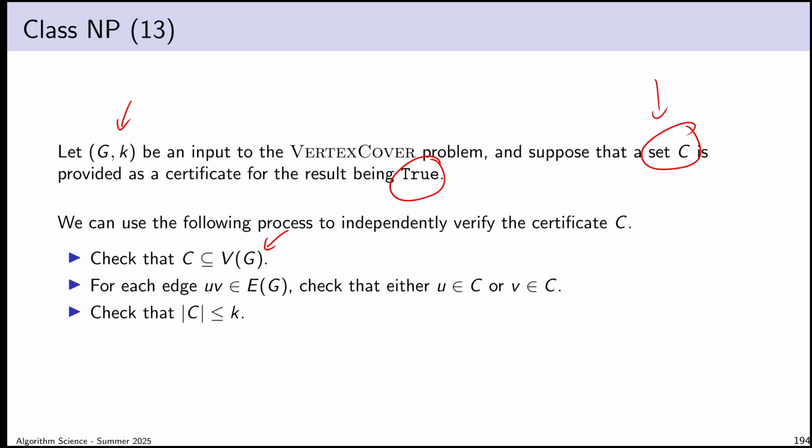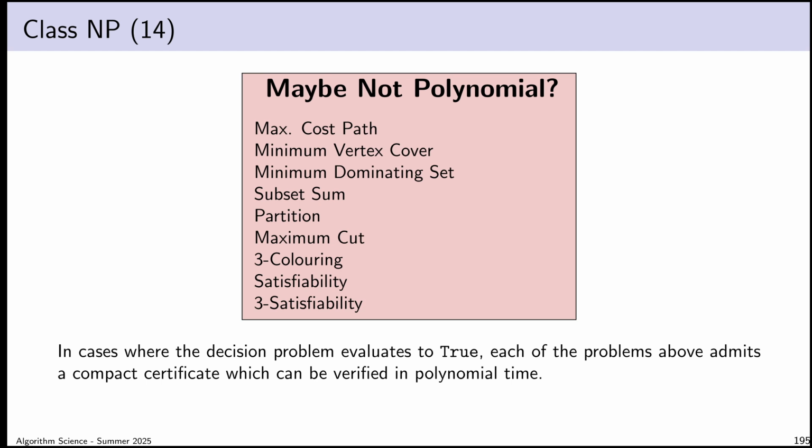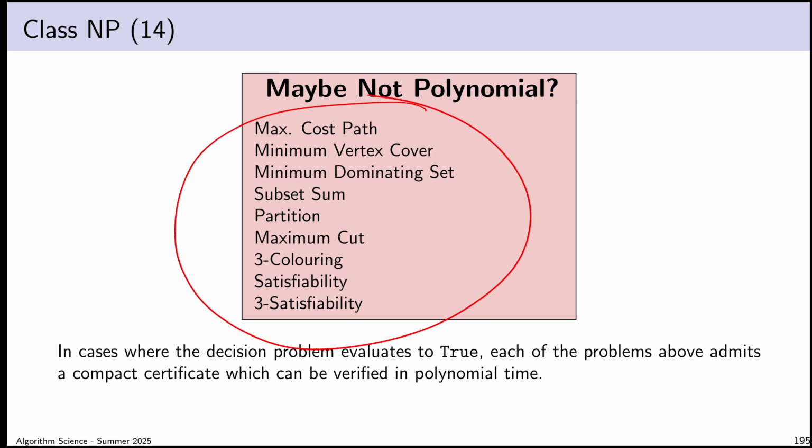The first thing I would do is verify that the set C actually is a subset of the vertex set. And then I would verify that if I pick any edge of the graph, one or both of the endpoints of that edge is in the cover. By the time I'm done with these two conditions, that means we actually have a vertex cover. And then I would verify that the size of the vertex cover you provided is at most equal to the bound in the problem. And so in cases where the decision problem evaluates to true, each of these problems does admit a compact certificate that can be verified in polynomial time.